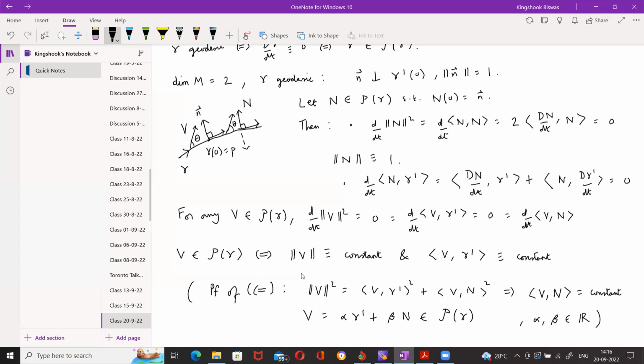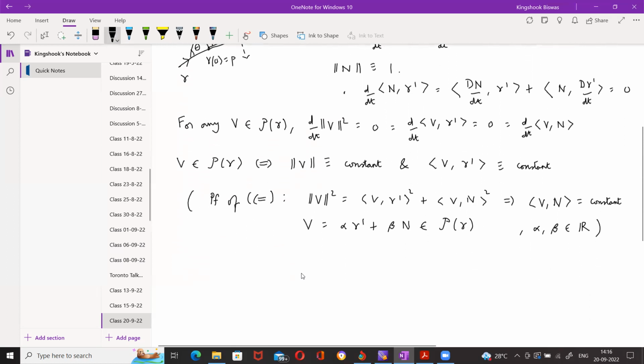So all you need geometrically for a vector field to be parallel along a geodesic in 2 dimensions is that its length is constant and its angle with the curve is constant. All right, that is parallel transport in 2 dimensions. You just keep the angle constant. That's clear? I should have said this earlier, but anyway, you just keep the angle constant and the length constant.